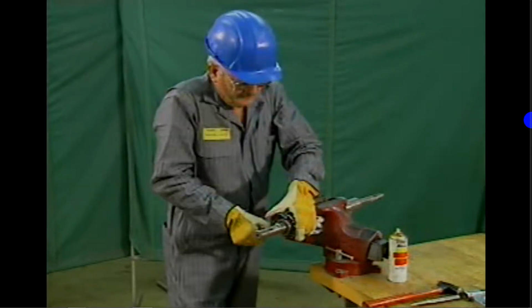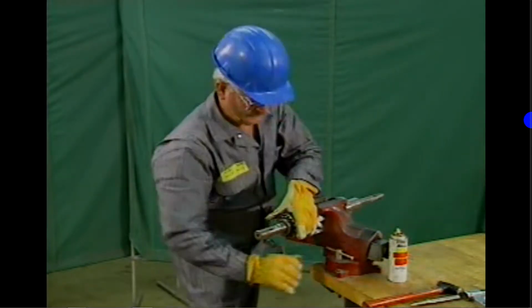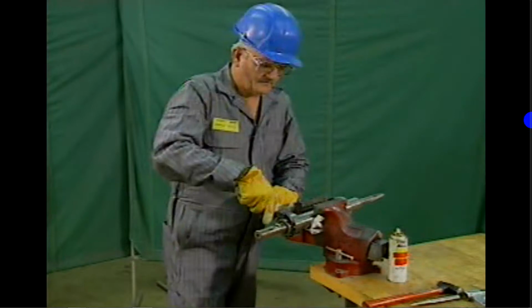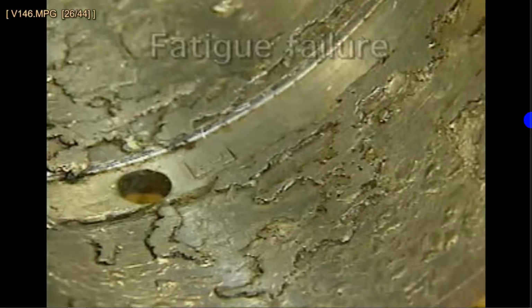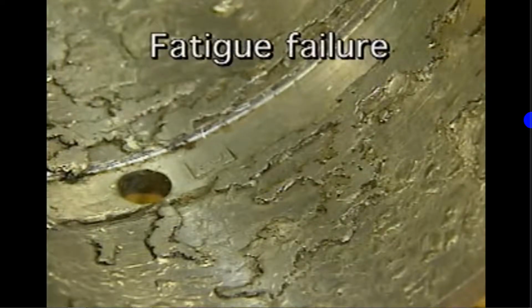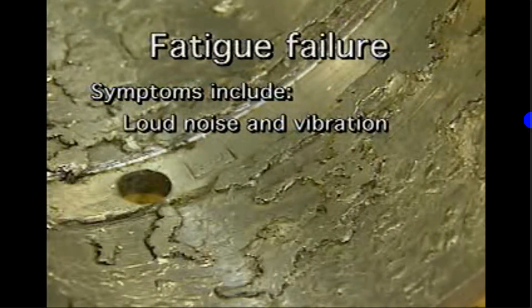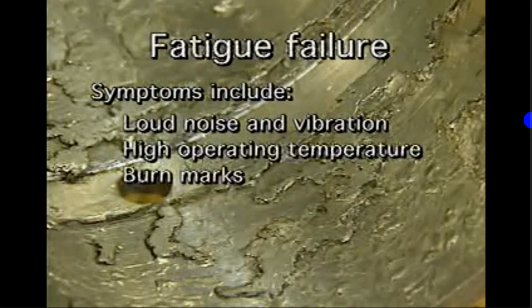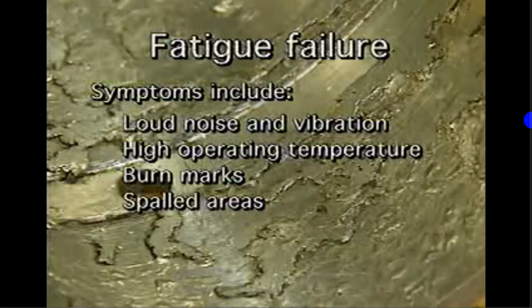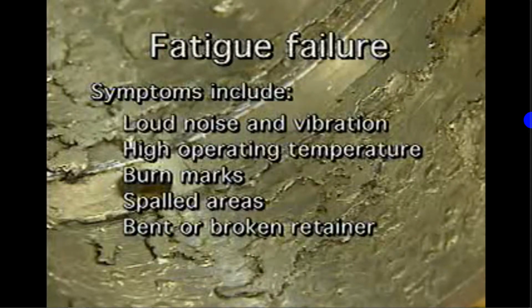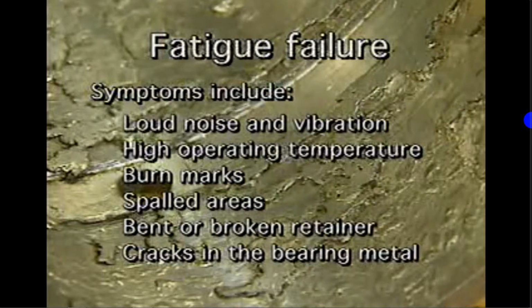Let's look at some common types of rolling contact bearing failures. One type of bearing failure is fatigue failure. Fatigue failure happens to every bearing eventually. It occurs because the bearing has worn out. Symptoms of fatigue failure may include loud noise and vibration, high operating temperature, burn marks, spalled areas, a bent or broken retainer, or cracks in the bearing metal.